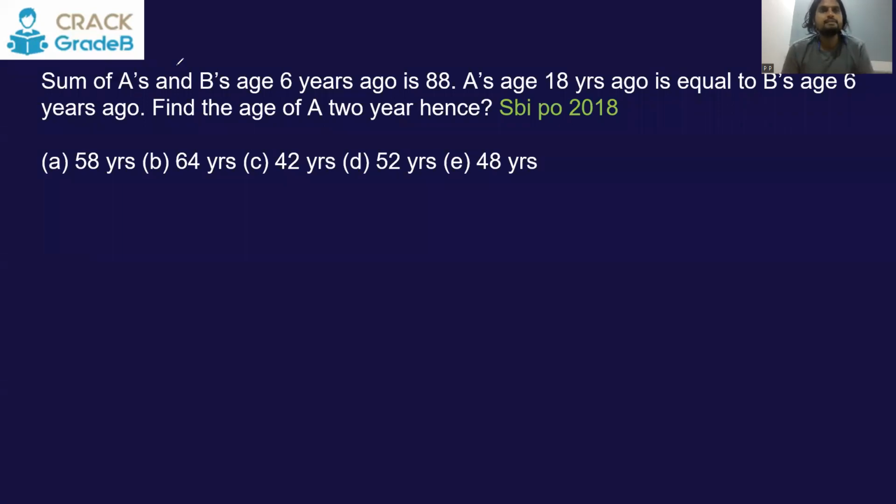Sum of A's and B's age 6 years ago is 88. So if you say A, B, their sum 6 years ago it was 88. That means the present sum is 88 plus 6 plus 6. Because A will increase by 6, B will be increased by 6. So the present age is going to be 88 plus 12, 100. This is the present sum.